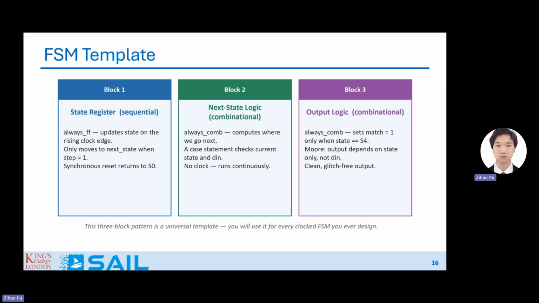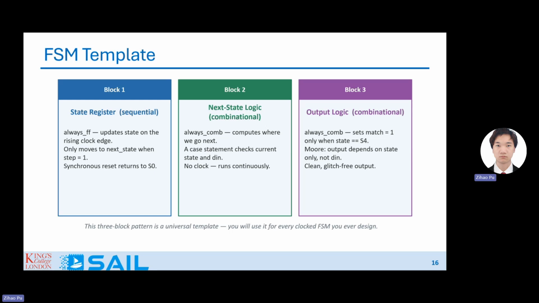Block 2 is next state logic, which is a combinational circuit, one of the two combinational circuits in an FSM. So you compute where you're going next, what the next state is. A case statement checks the current state and DN, because in an FSM, the next state is always determined by the current state and your input. Again, blocks 2 and 3 are combinational, so you don't have a clock.